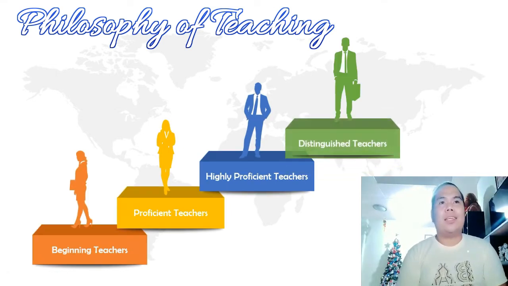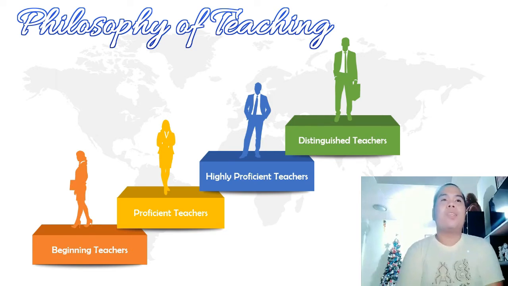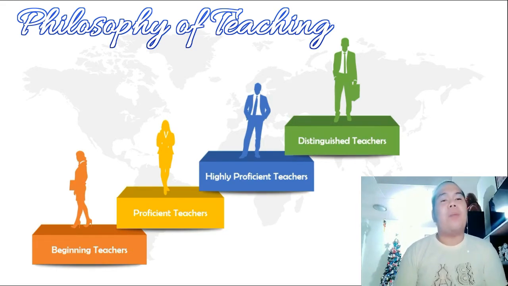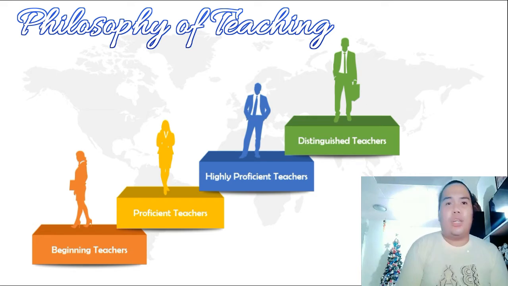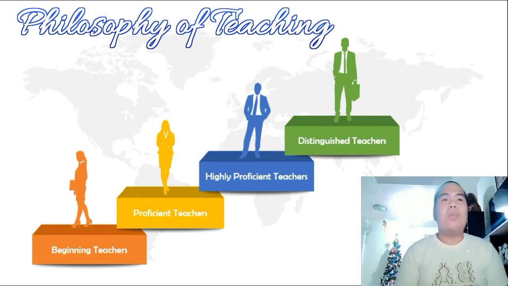The next one is the distinguished teachers, which is the last career stage. The last career stage talks about being a model, a role model, not just to your students but also to your co-teachers. You cannot become a teacher by just being a teacher. You become a teacher because you can influence someone, not just your students but specifically other teachers, to engage themselves further in professional learning, for them to have their own philosophies of teaching that aim to have a learner-centered teaching or learner-centered environment.